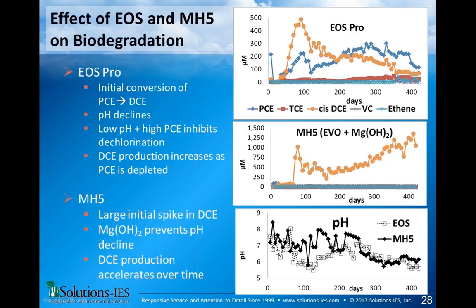Second, to rapidly deplete the DNAPL, you need high mass transfer rates and rapid bacterial growth.